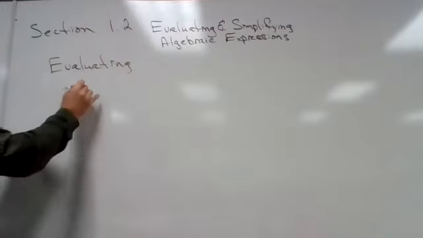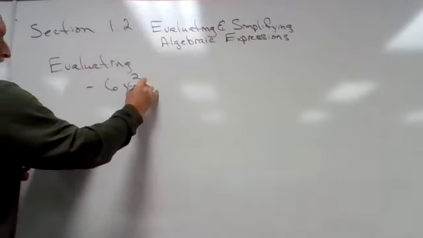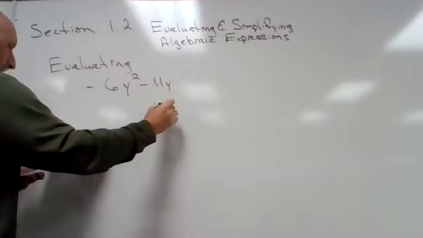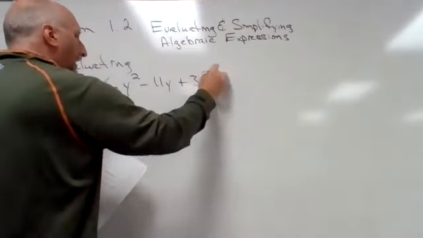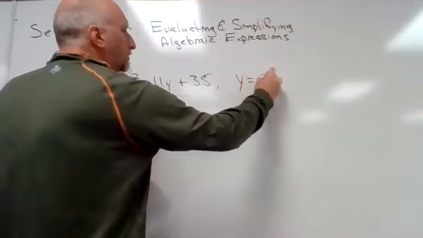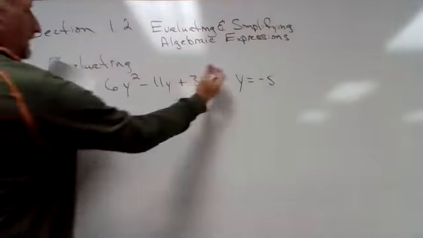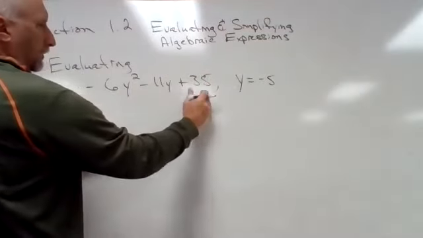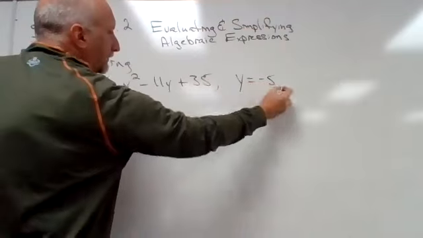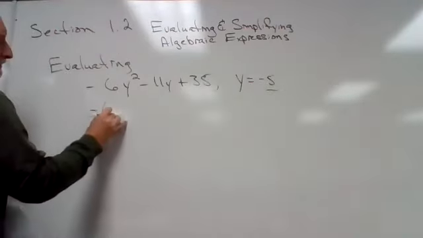Here's a problem, a sample evaluating type of problem. Evaluating generally means you are going to substitute a value in for a variable and crank out an answer, okay? Notice there's no equal signs here. This is an expression, no equal signs. We're going to take this value of -5, plug it in for the y. So we're going to substitute that in.